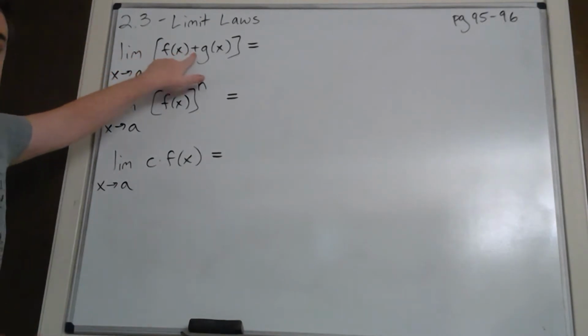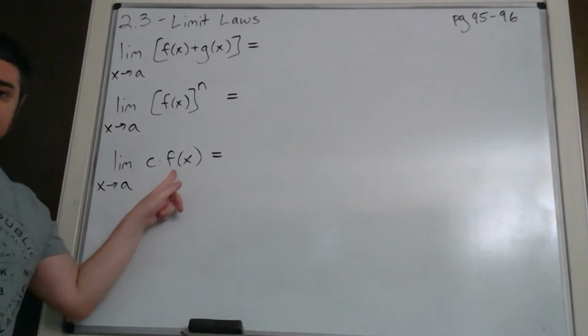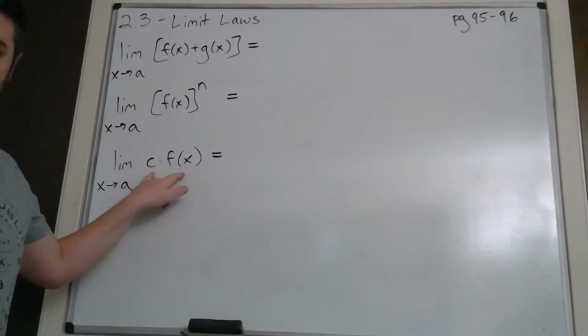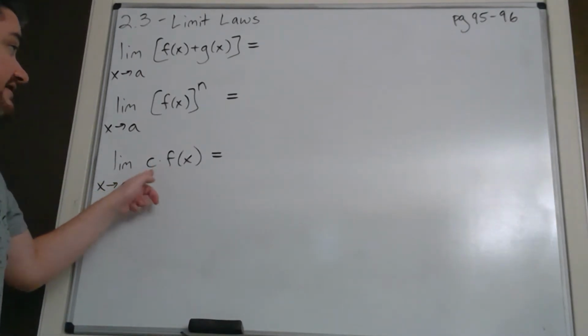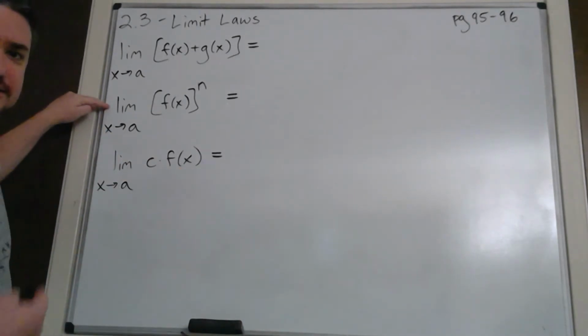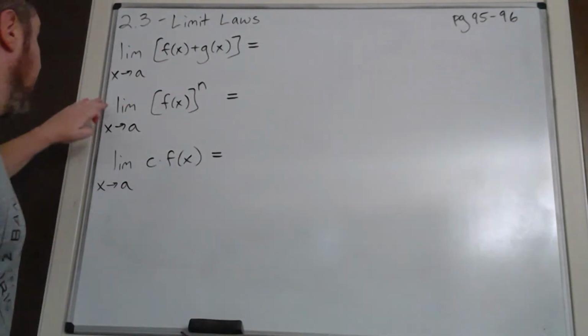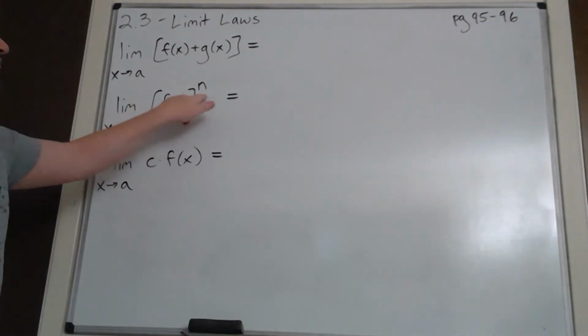You could call it the sum rule since I'm adding 2 functions here. And then this bottom one, here's number 3 in the list. You could call this the constant multiple rule because I've got a constant multiplied by my function. This rule is actually listed as number 6, on the following page, in its own little box on page 96. It's called the power rule because I've got a function raised to a power.